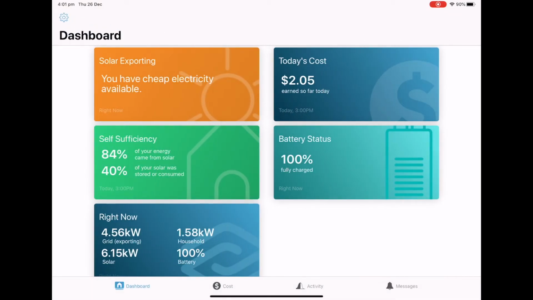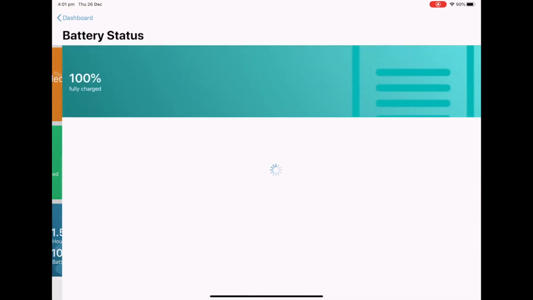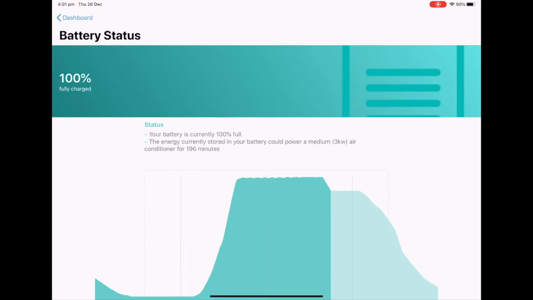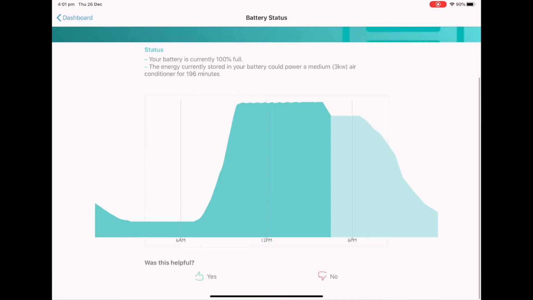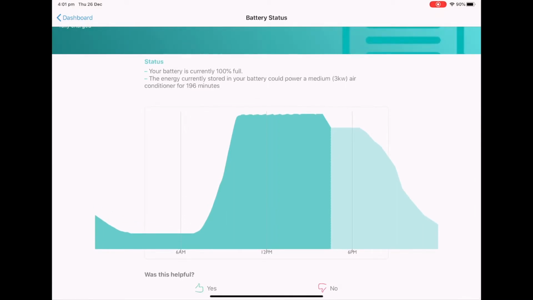So battery status, it's 100%, so it's full. If we go in there, that gives us a graph of basically when. So you can see where the battery went flat early in the early hours of this morning, and then basically from about 7 you can see it started sort of pumping. So the battery was charged, I think it was charged by about 10 o'clock this morning.